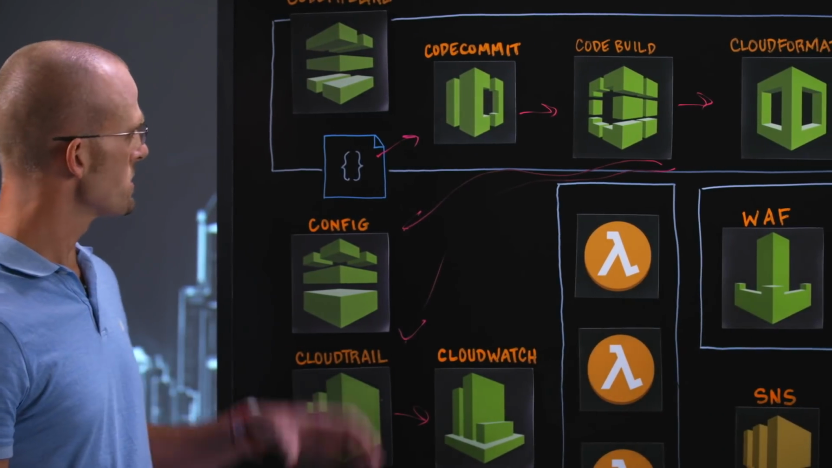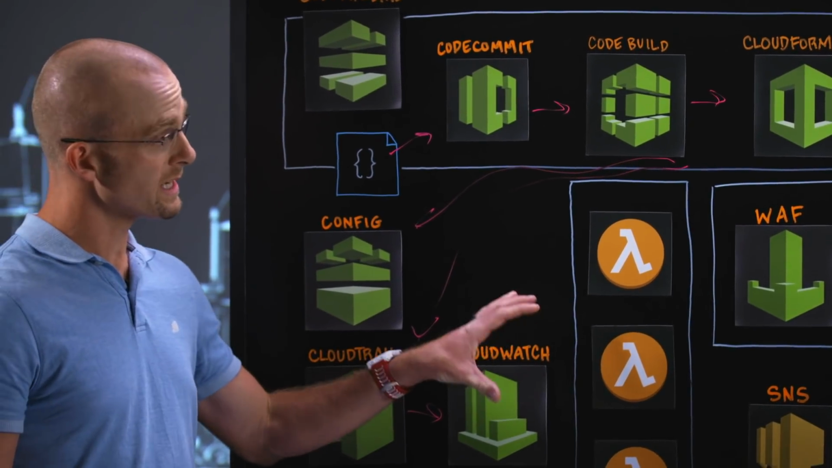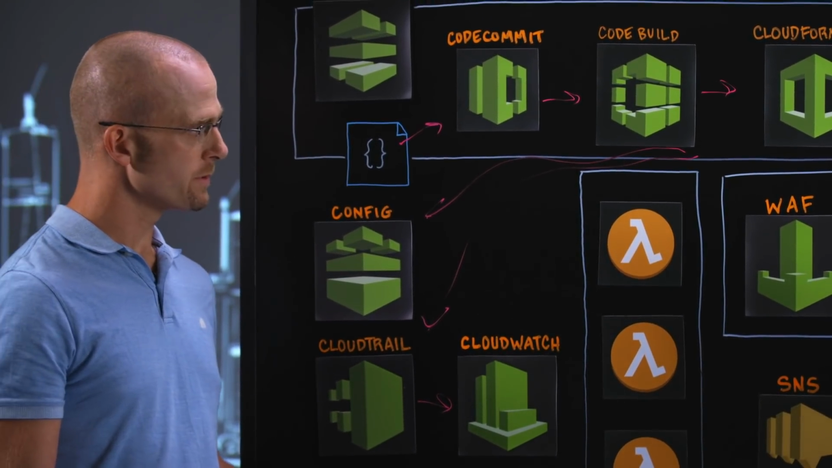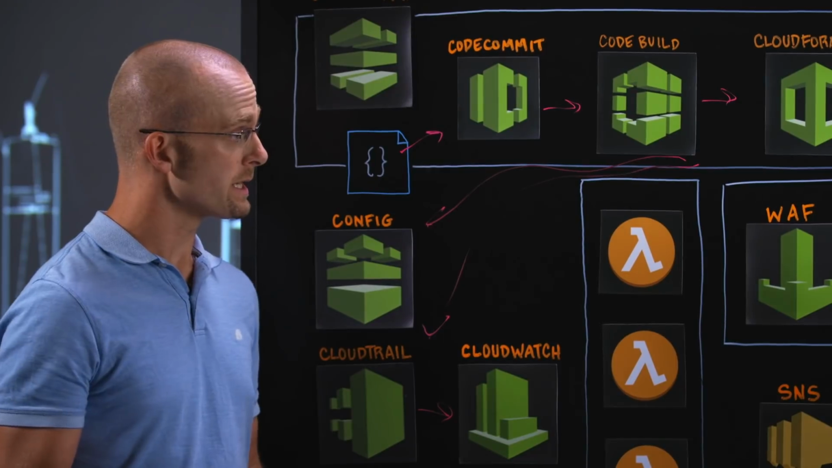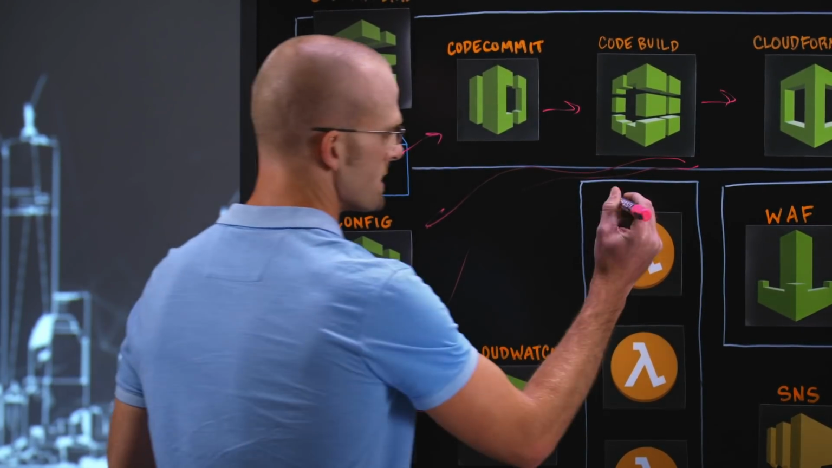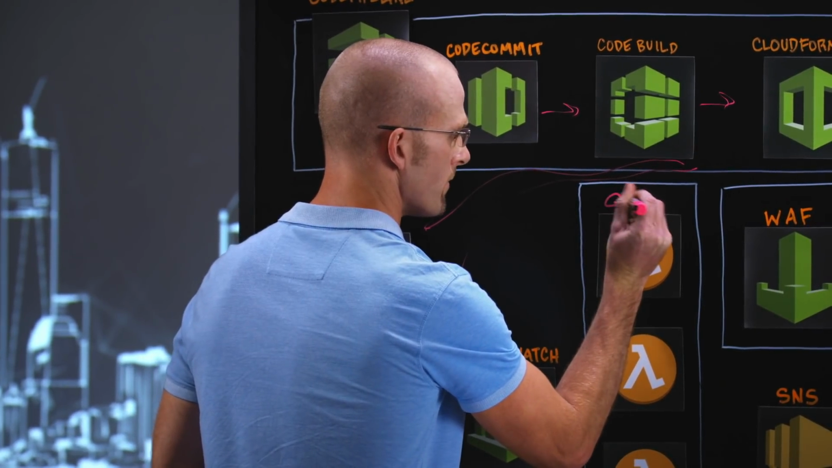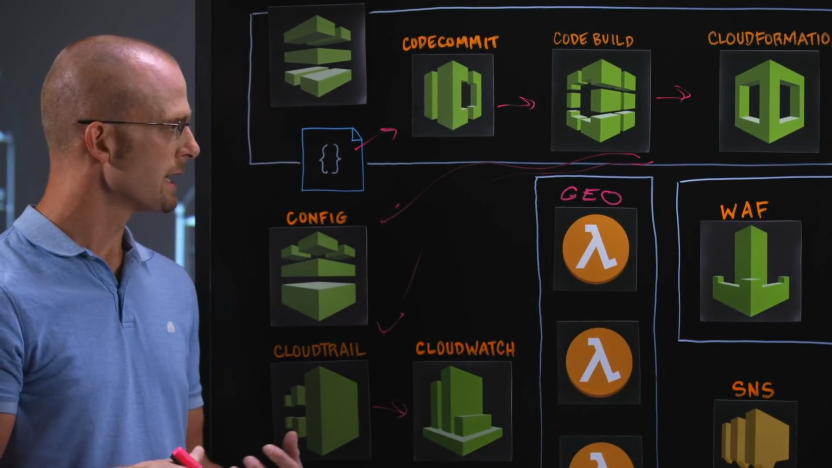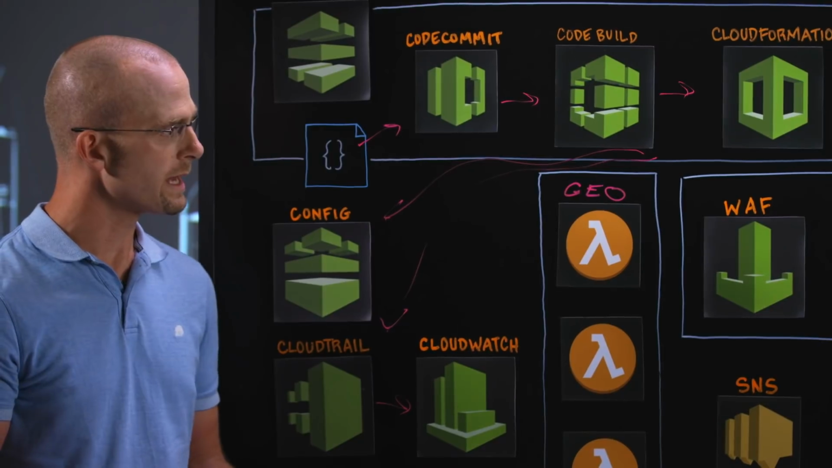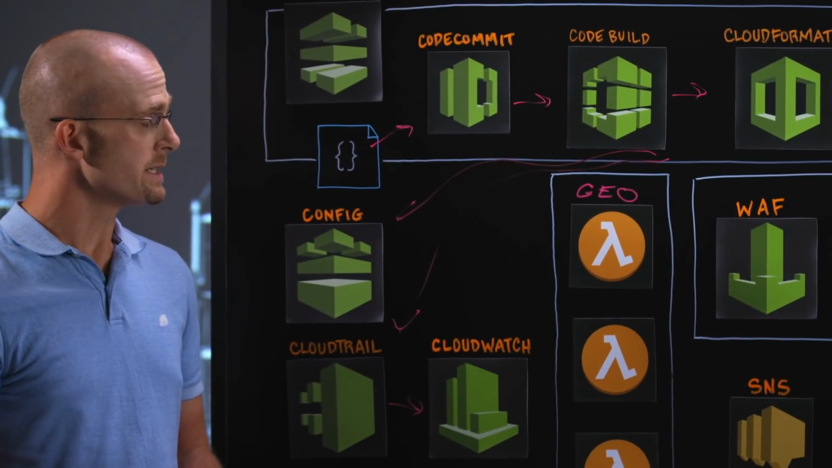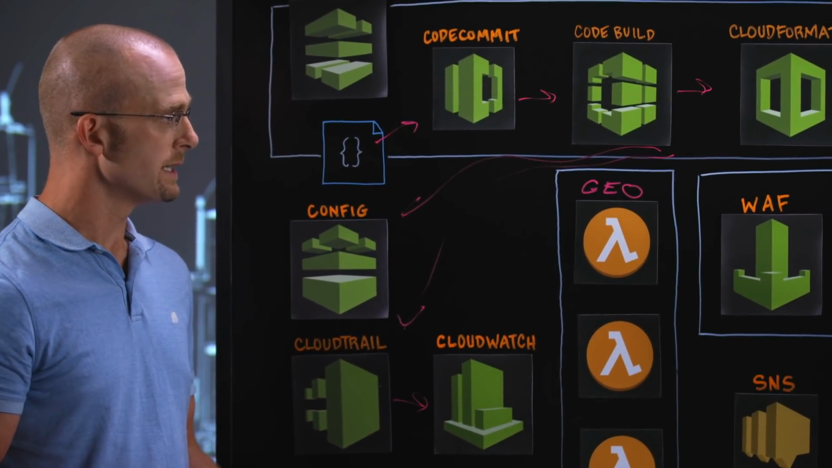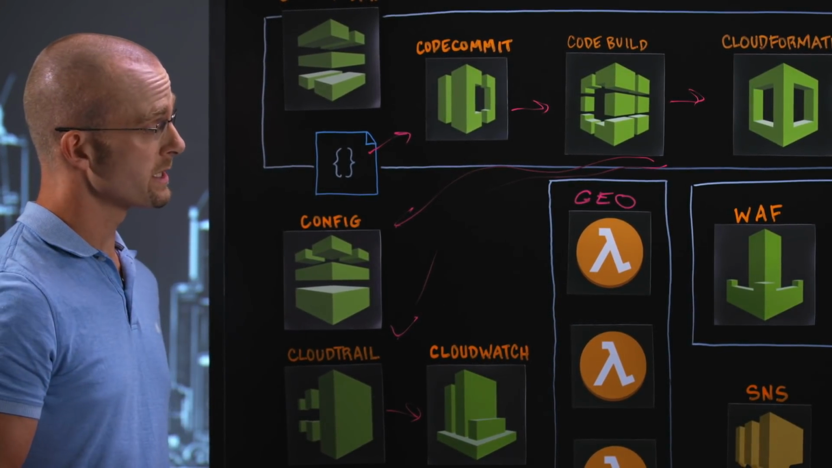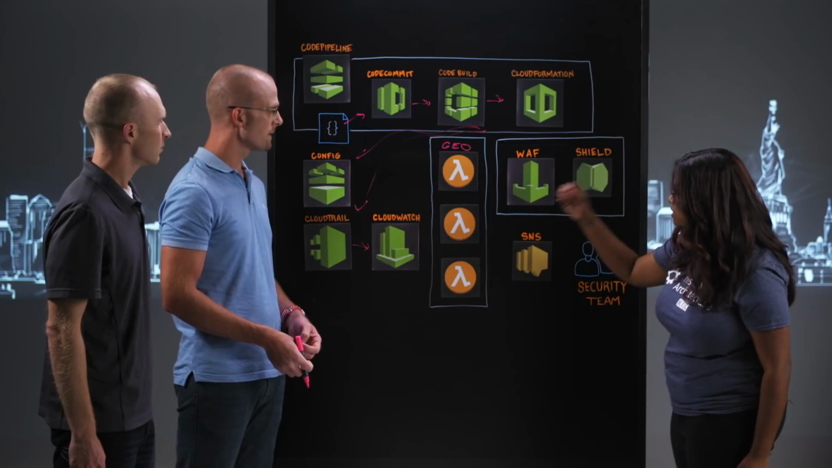Sure. So as Justin mentioned, CodePipeline pushes these out to the central account. And we have three main functions for the security. The first is the GeoMatch Lambda. The purpose of the geo restriction is to ensure that any region that the security team deems unsafe, it will restrict them from accessing our sites. Okay. What about the second Lambda function?